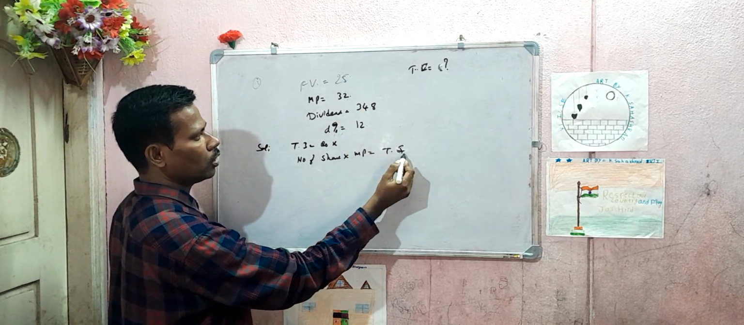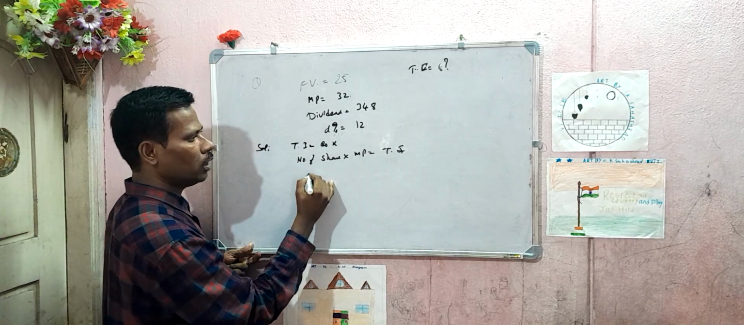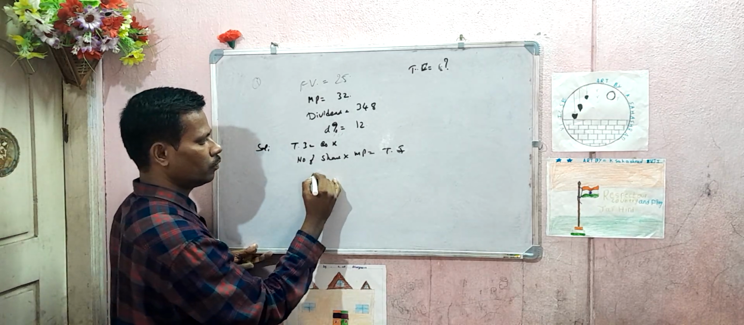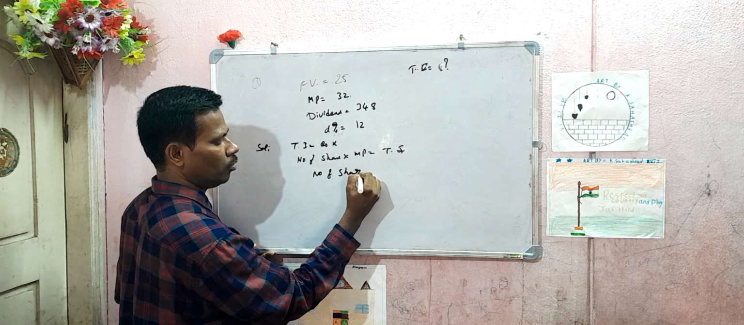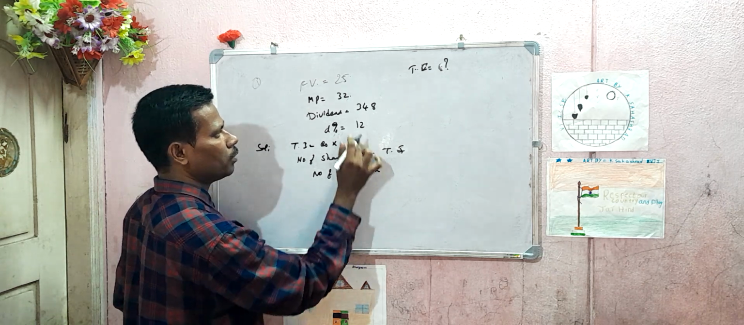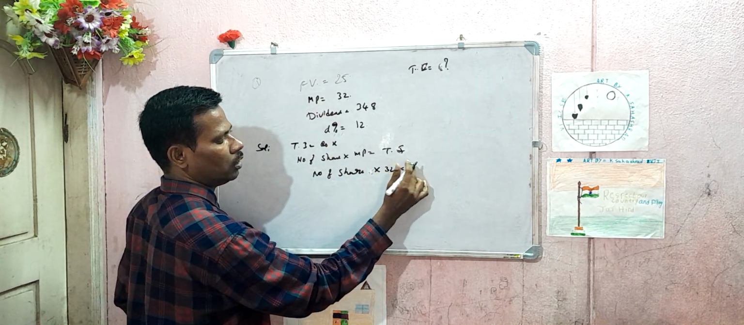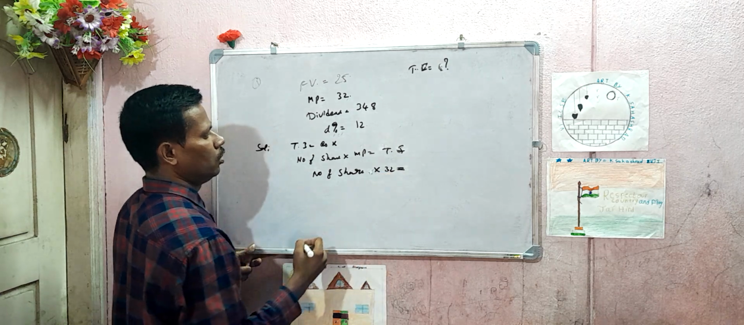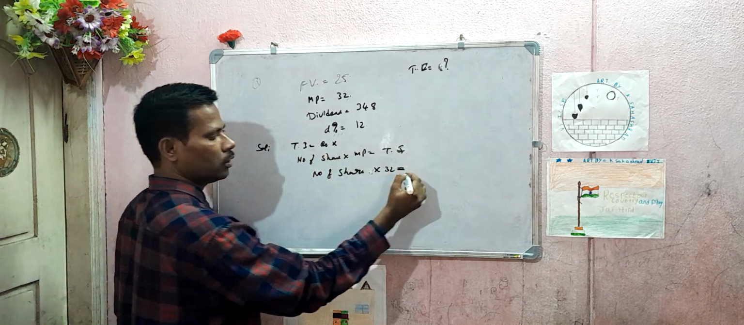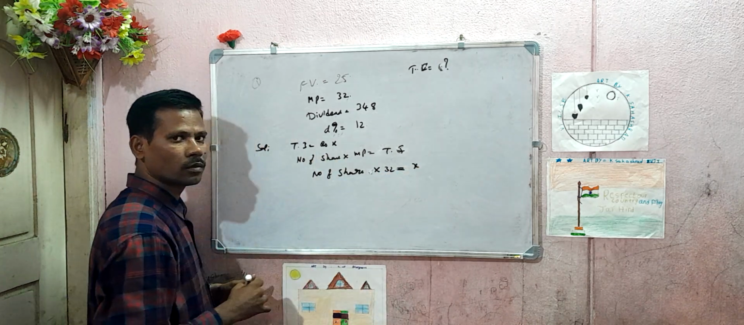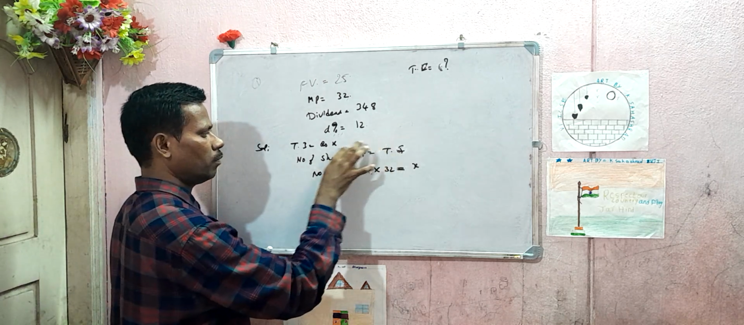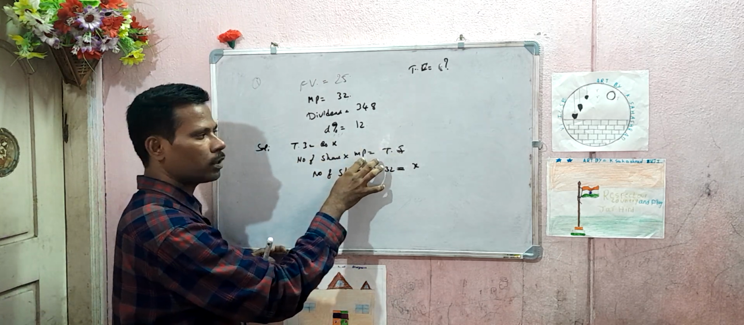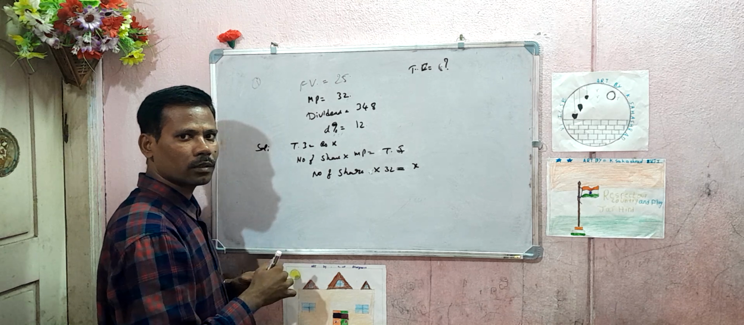Market price we know, total investment is X. Let us calculate the number of shares. Number of shares into market price, 32, is equal to total investment, X. What I did is simple: a basic formula I applied. Number of shares into market price is nothing but total investment.